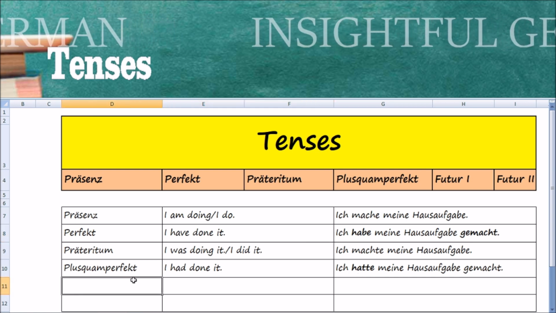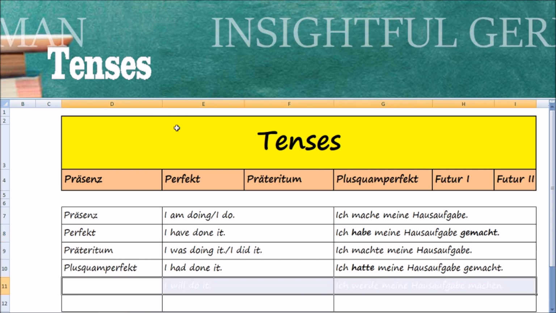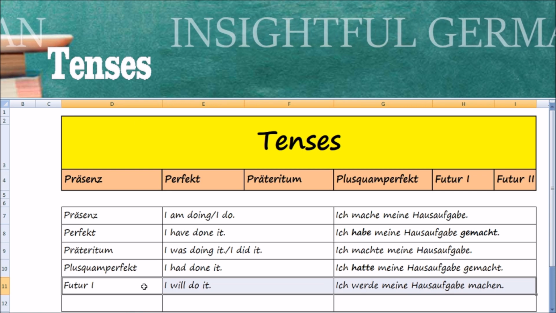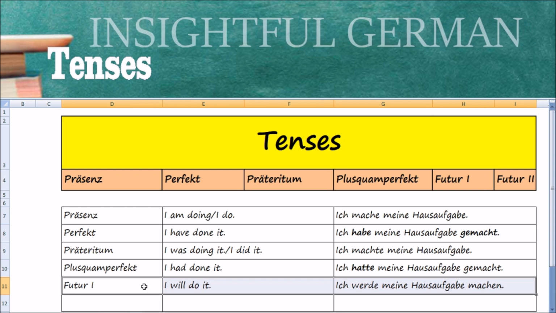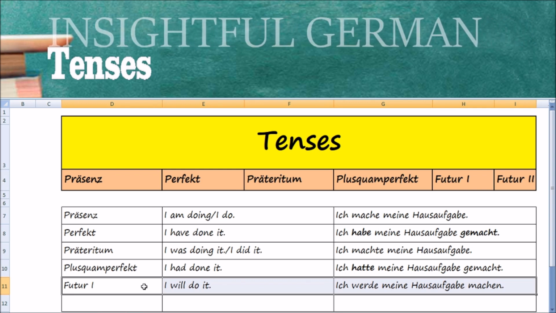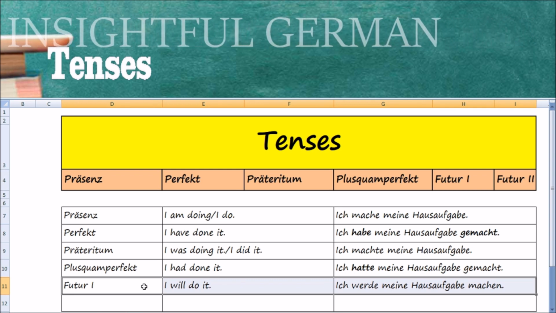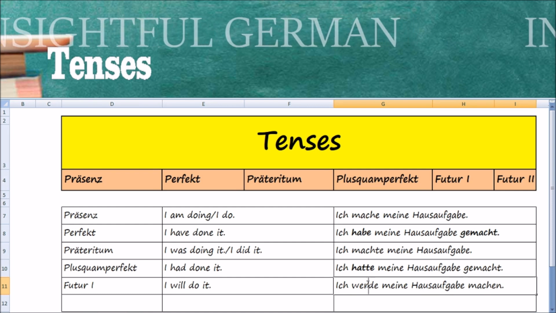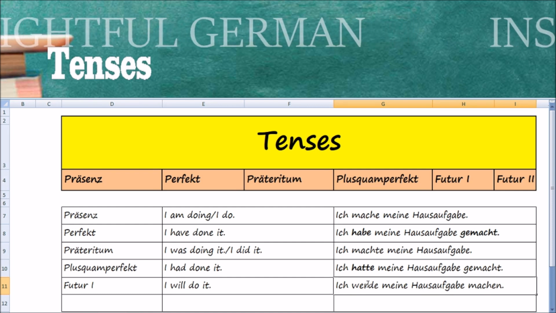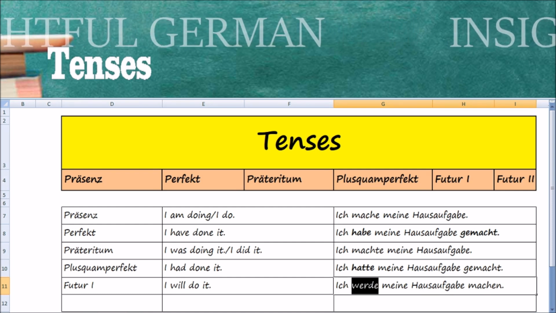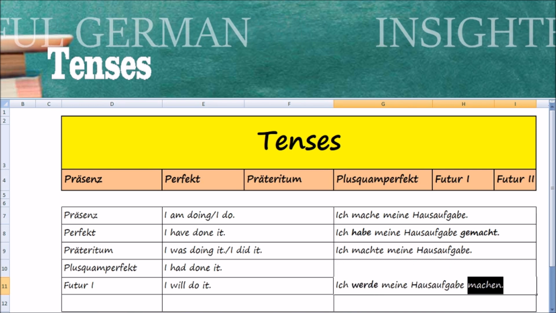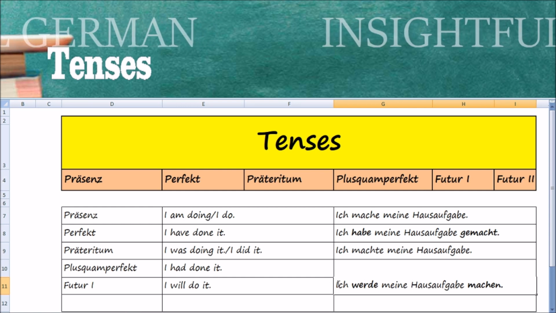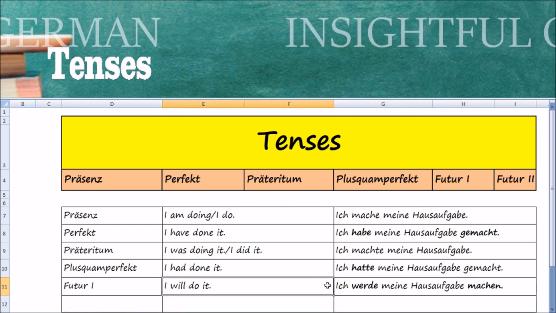The next is Futur I, which talks about an incident we are going to do in the future. I will do it. Ich werde meine Hausaufgabe machen. We use werden, as I have told you in the uses of werden, with the infinitive form in Futur I.